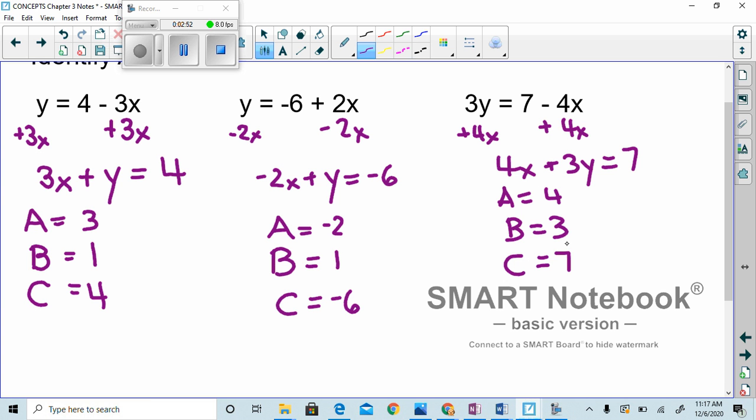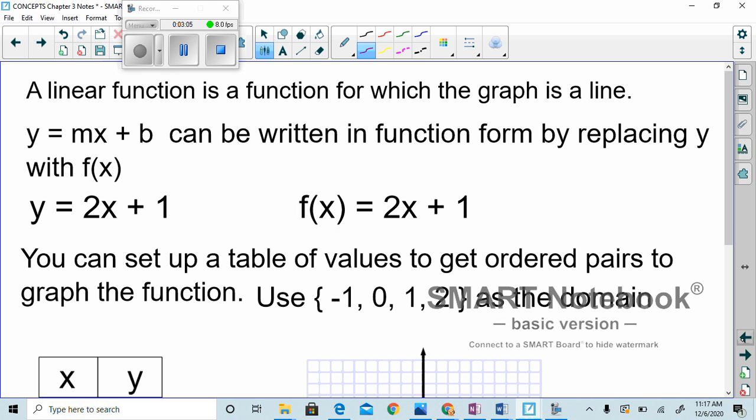Now we're going to be using this standard form to do something called a quick graph in a future lesson. But before we get there, we want to go back and talk about what a function is. We know that a function is a rule that says for every input there's exactly one output. We also talked about writing something in this form, the y equals mx plus b form, and how we can take the y and replace it with this name f of x. And all we're doing is replacing y with that notation.